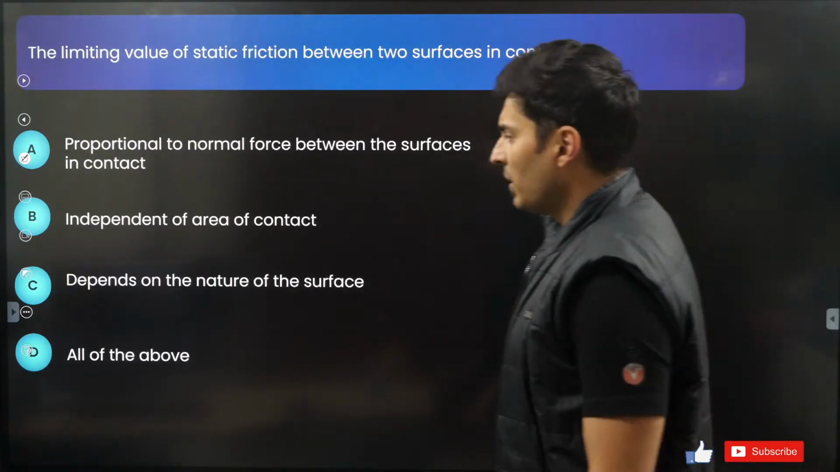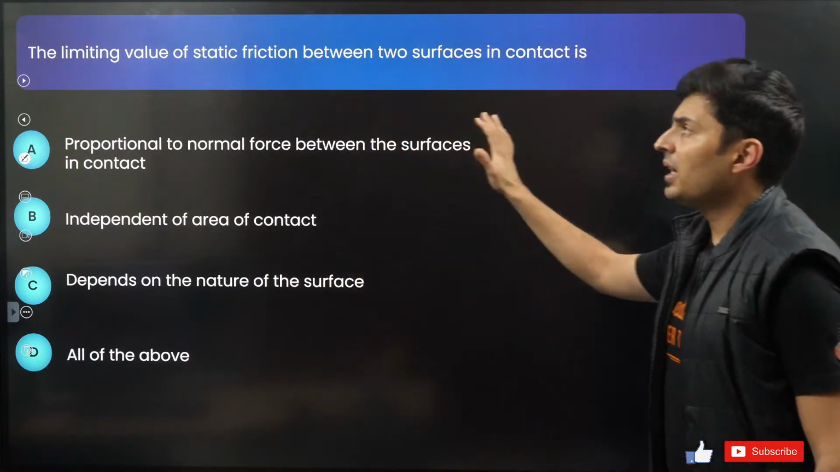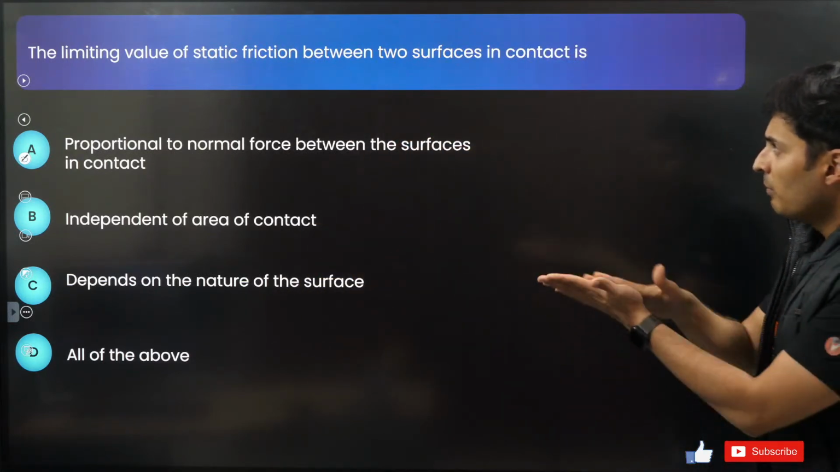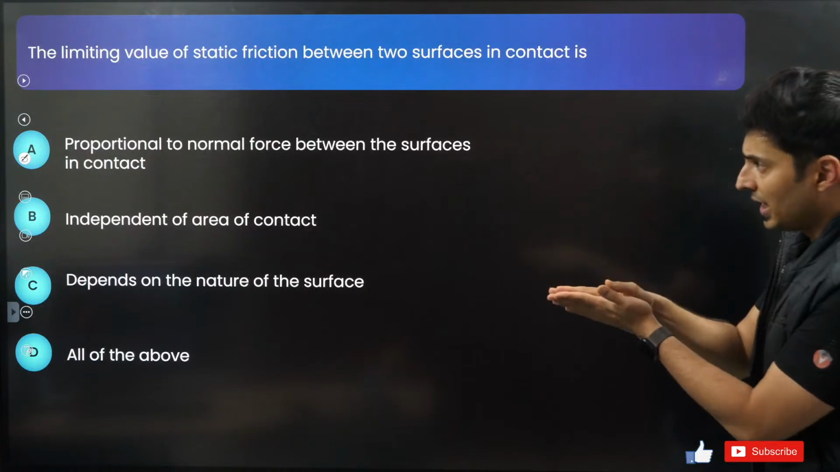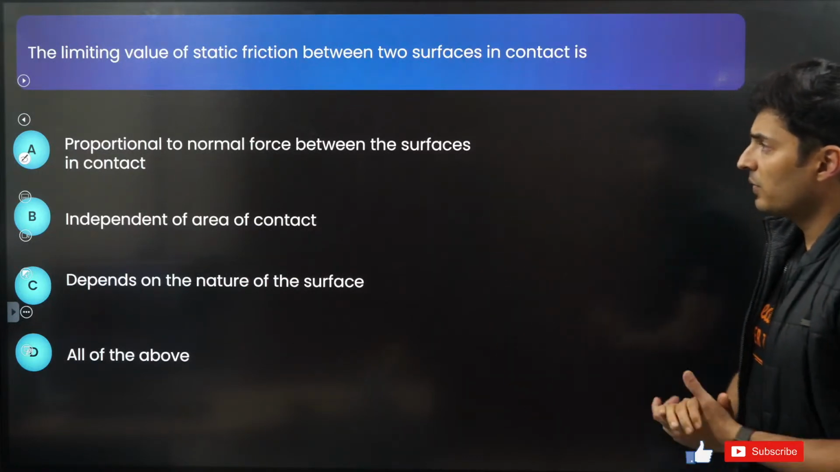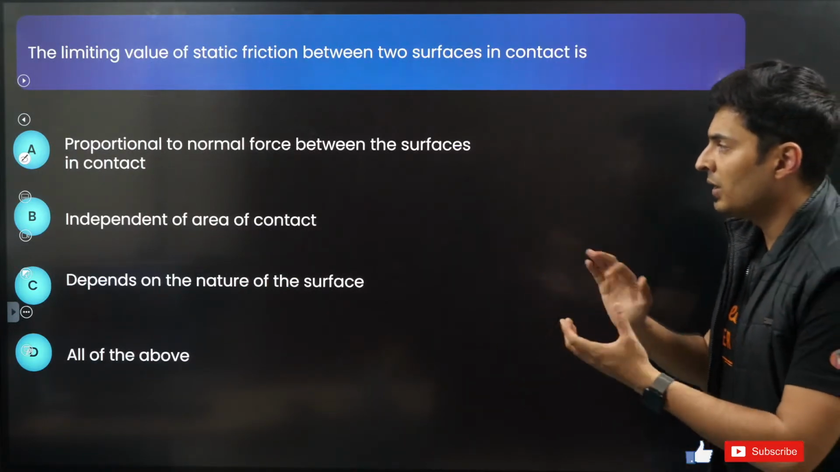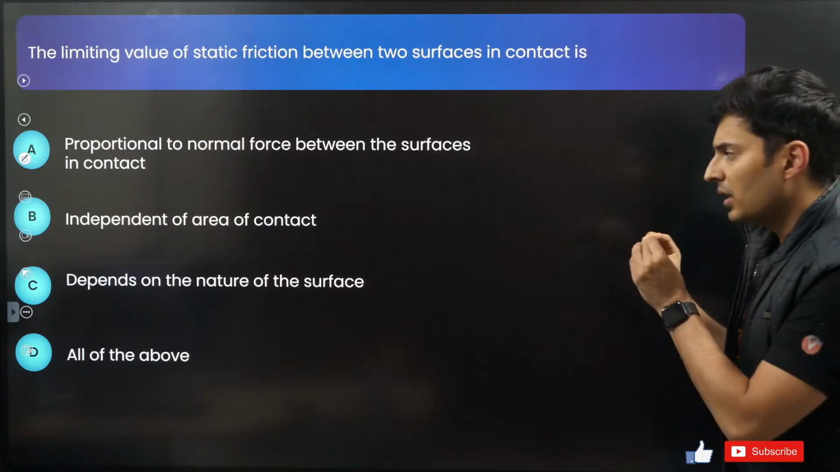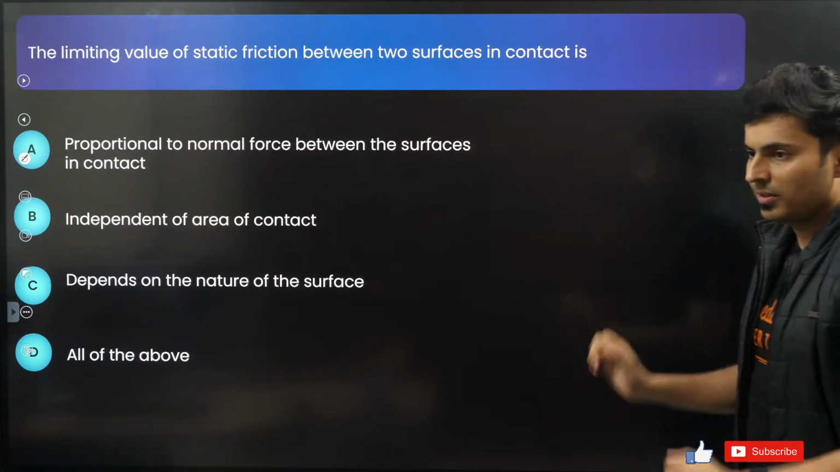Here is the simple question coming up on your screen. The limiting value of static friction between two surfaces in contact is proportional to the normal force between them, independent of the area of contact, depends on the nature of the surface, or all of the above.